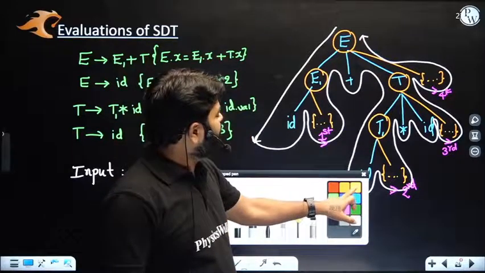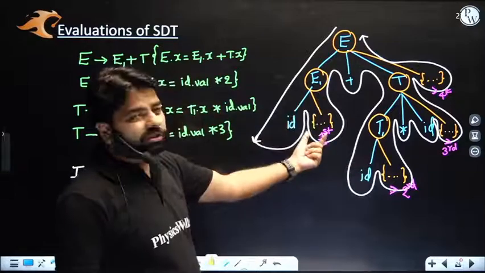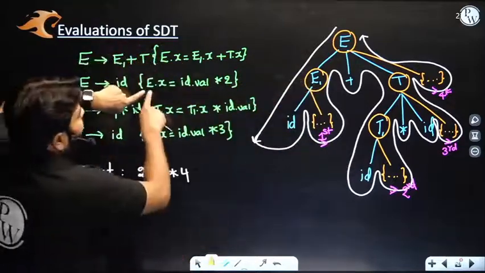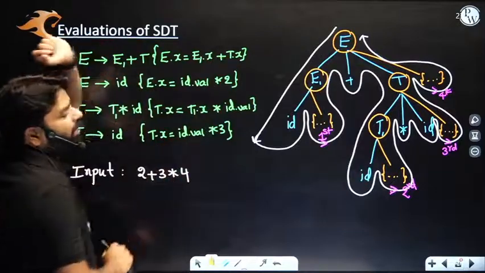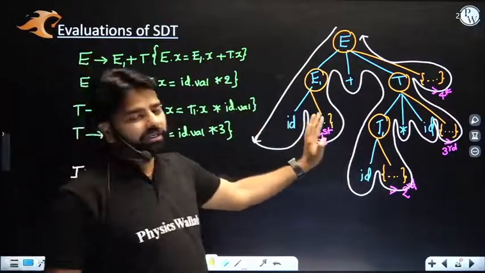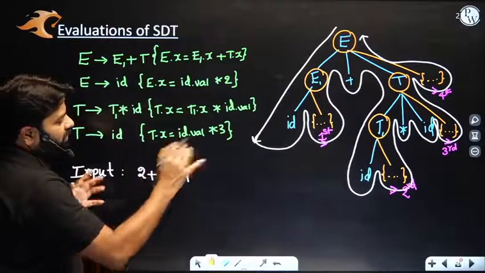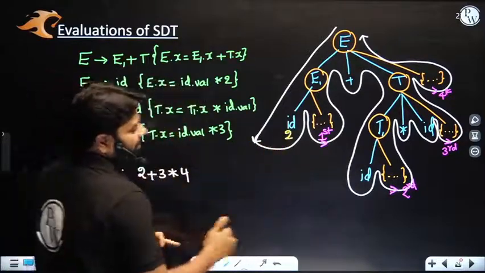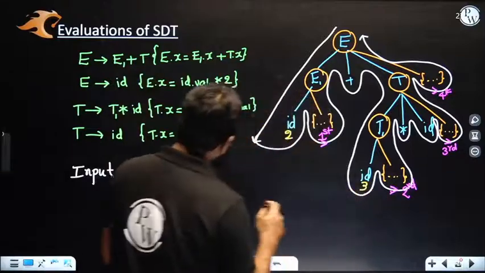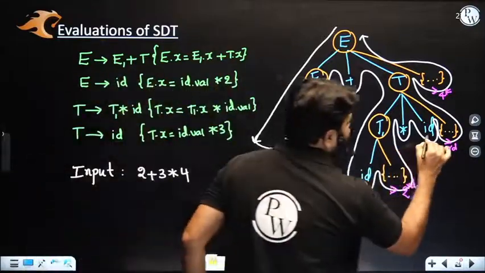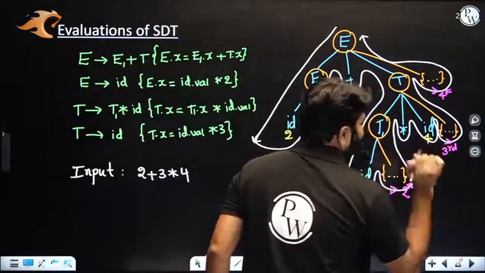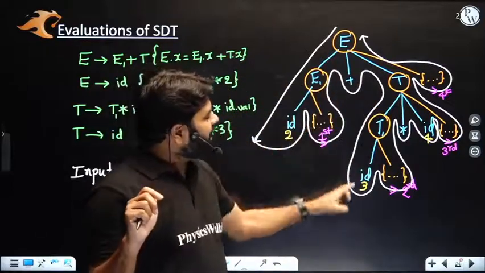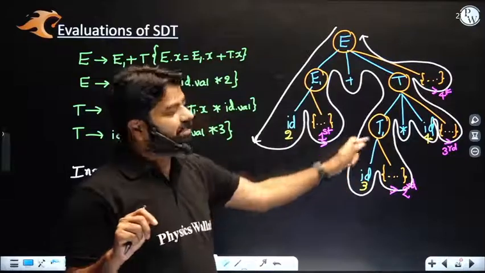Okay. Now I'm going to this one. That's E to ID. This one: E dot X is equal to ID dot value multiply 2. Just before doing this, look at ID dot value. Assign 2 here, 3 here, and its corresponding ID value 4 here. You should assign properly. Just ID plus ID star ID, that means 2 plus 3 star 4.